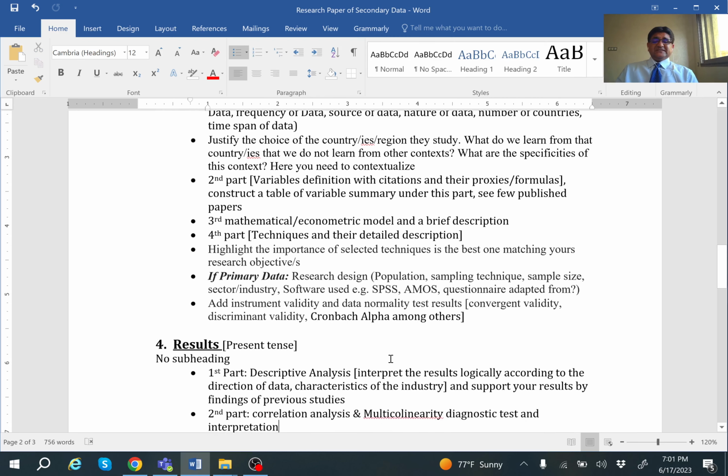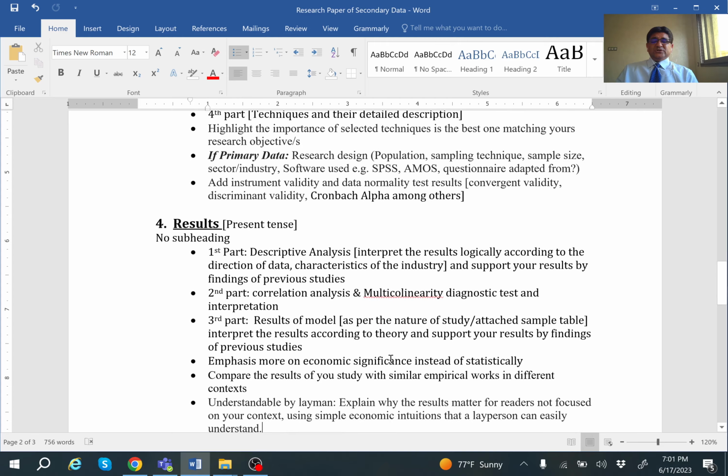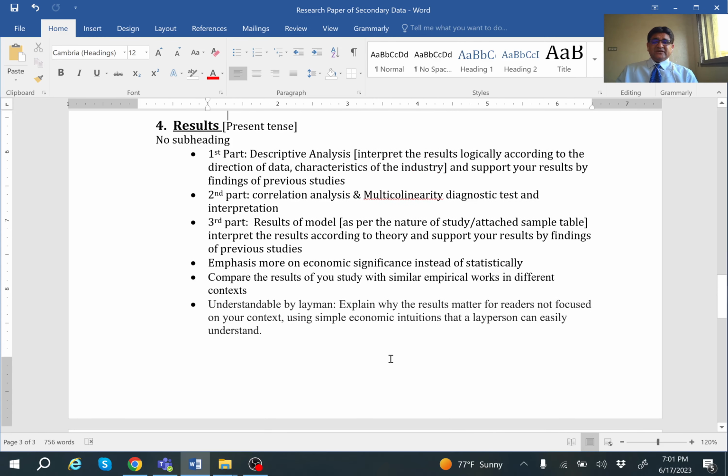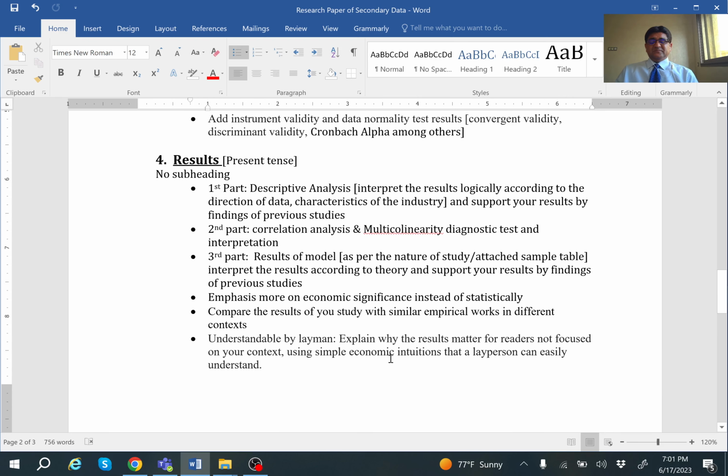So after discussing the methodology, now we need to report the results. How can we report the results? There are several points. There are no subheadings, and we normally use the present tense in this part. We normally start from the descriptive statistics. Here, in descriptive statistics, we report the results. We have extracted the results from the software and reported them in our thesis.